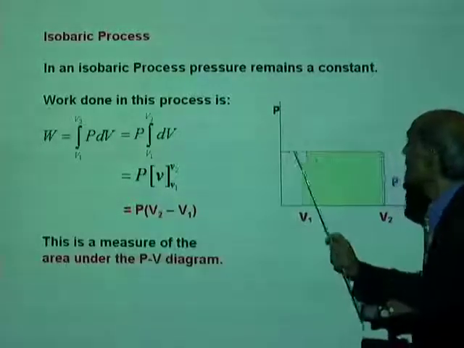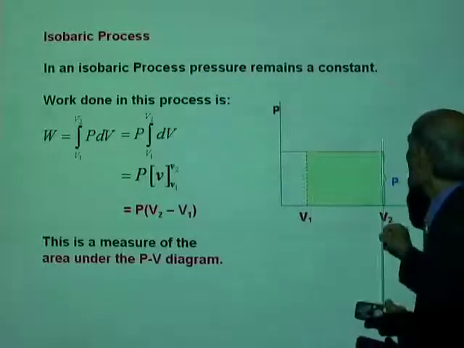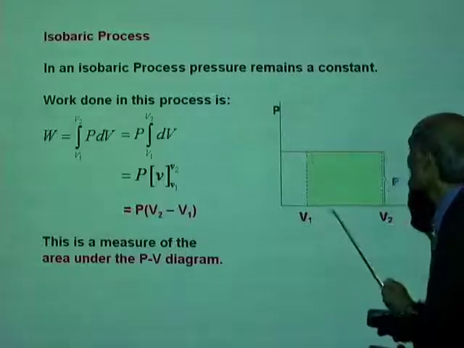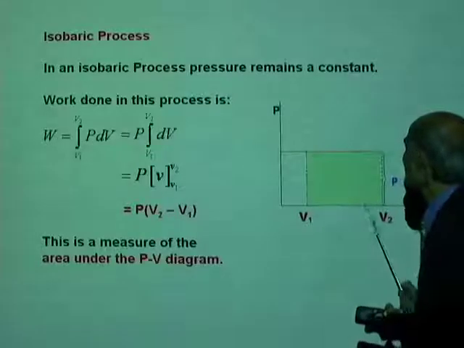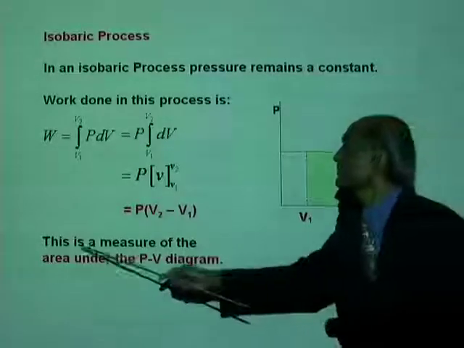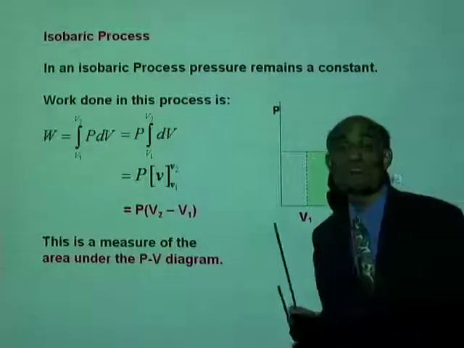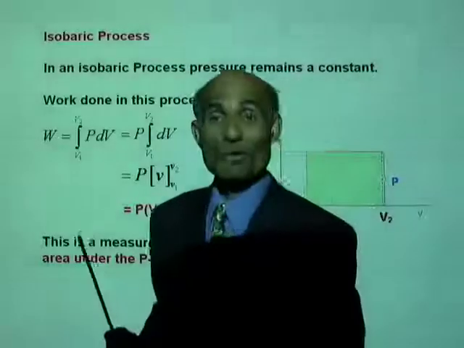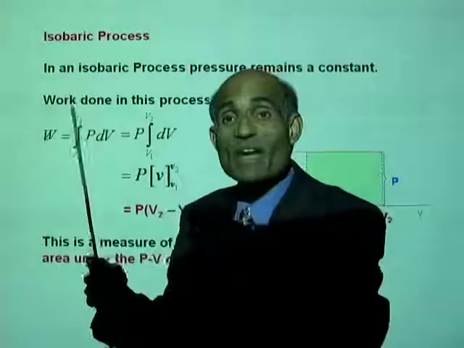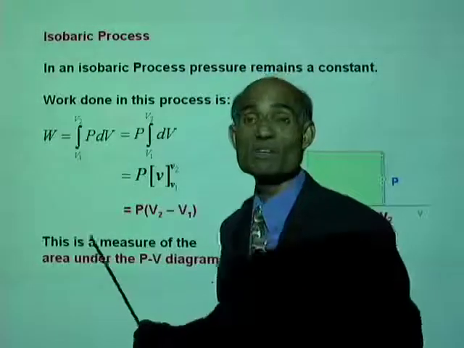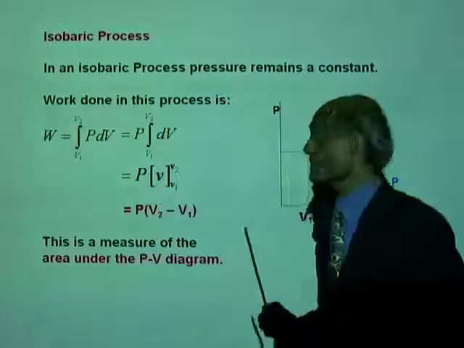If you look at the diagram here, P is a constant, that is your P. P times V2 minus V1 is the area of this rectangle. This is P and this is V2 minus V1. Therefore, this is a measure of the area under the PV diagram. So, work done by a system can be obtained as the area under the PV diagram. It's a very important relation. I want you to remember these relationships.